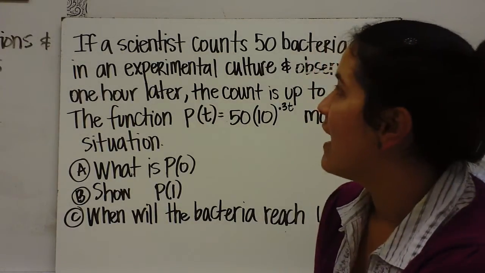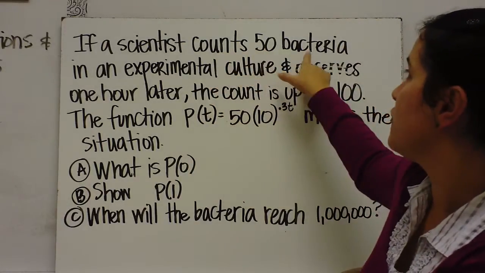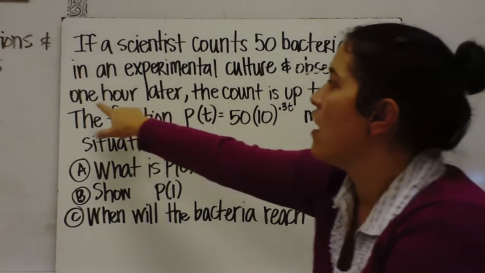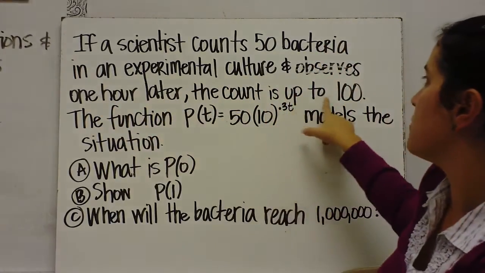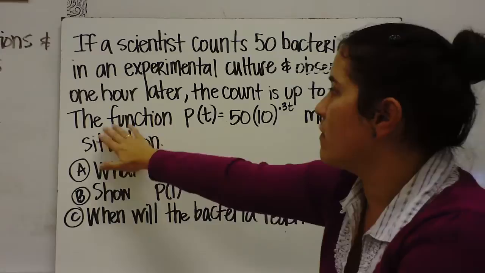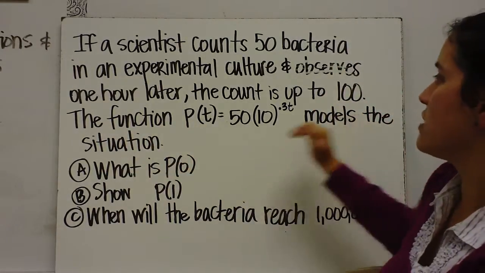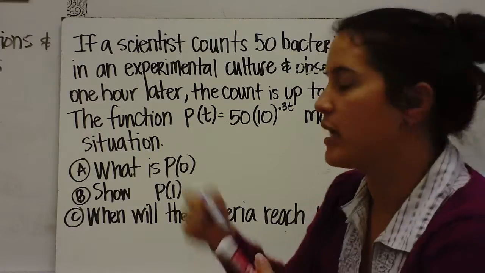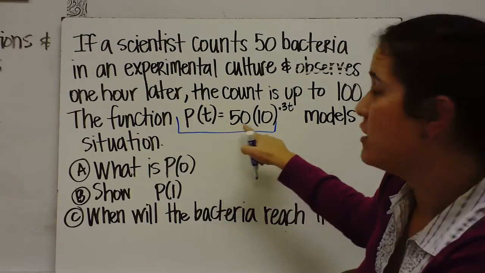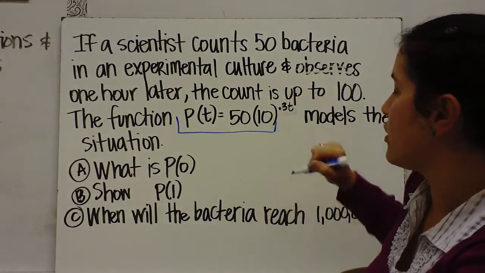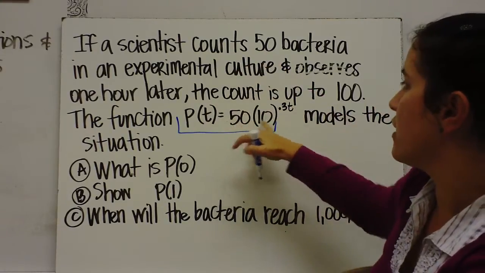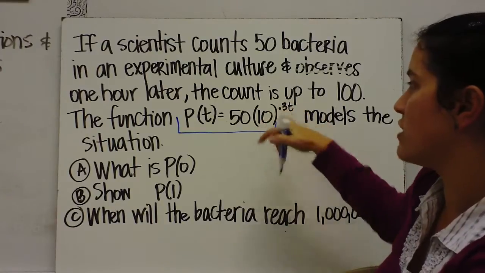A lot of writing. If a scientist counts 50 bacteria in an experimental culture and observes 1 hour later, the count is up to 100. So it has doubled in an hour. The function models the situation. So here's the equation. In this problem, you've been given the function P of t equals 50 times 10 to the 0.3t. So here is some sort of exponential equation. 50 meaning 50 bacteria, this is going to be your base, and then t is your time.